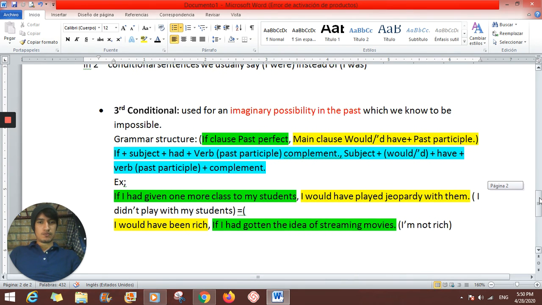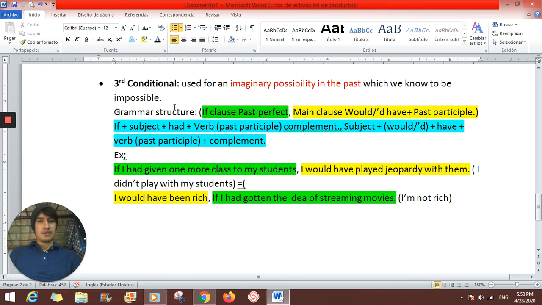And last conditional we'll be looking at, the third conditional, used for an imaginary possibility in the past, which we know to be impossible. Again, your if clause needs past perfect, so that means had plus a verb in past participle. Your main clause needs would plus have plus a verb in past participle. Don't forget. You can write that down, or if you want everything, it's right here.